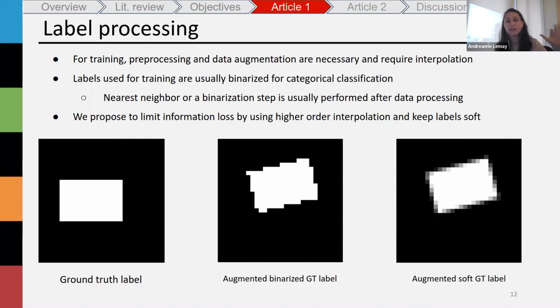So the pre-processing and data augmentation require some interpolation. Here, instead of having a binary ground truth after the pre-processing and data augmentation, we use an interpolation of order 1, or it could be higher, to have a soft ground truth like this one. This way we can avoid some information loss on the object boundary, like over here. So instead of having this binary ground truth, we would have something softer, and basically we just derive the softness from the operation that we have initially done.